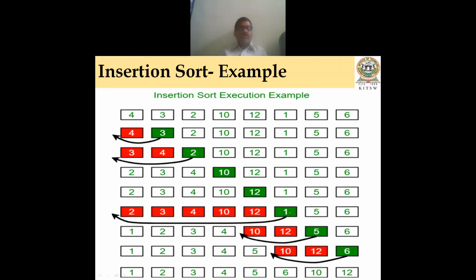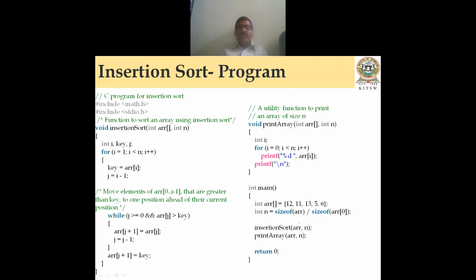Then 1: 1 should be inserted before 2, and all these elements have to be moved. Then we take 5, whose position is here, so we insert 5 here and move 10 and 12. And then 6 has to be inserted. So this is what the insertion sort technique is basically. This is the program: we read the elements into the array and then call the insertion sort procedure, and there is a lot of data movement in this insertion sort. Fine, so try to complete this program.